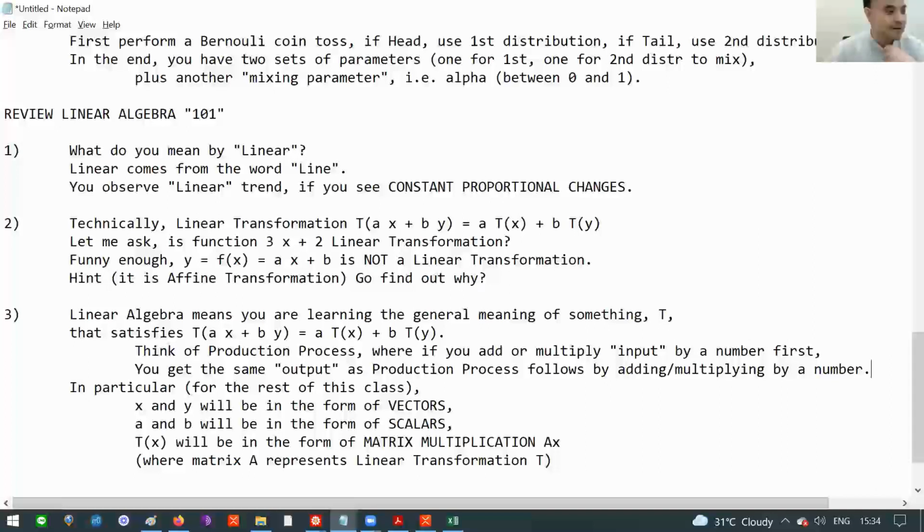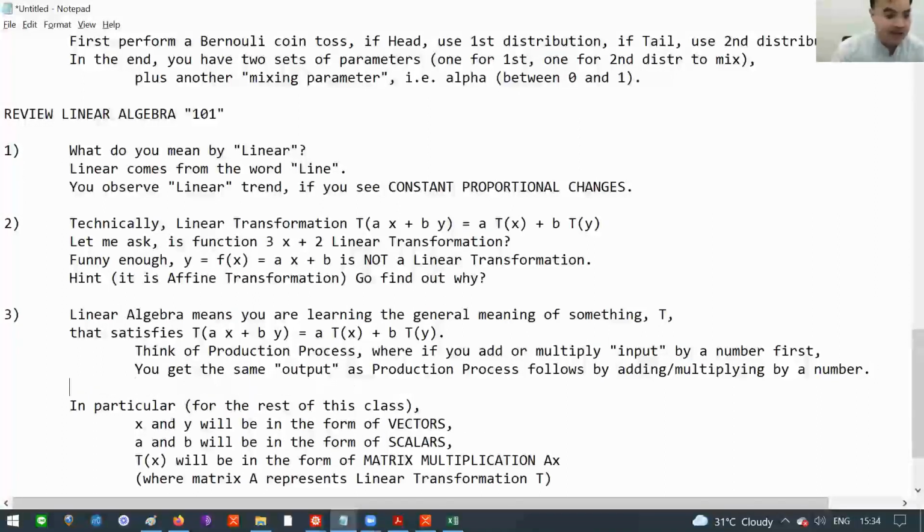Okay, you get input A, you get something. You get input B, you get something. If you get A and B as input, it's the same thing as getting the output for A, the output for B, and adding them together. Okay, and this happens in a lot of, say, mixing. But not always mixing.